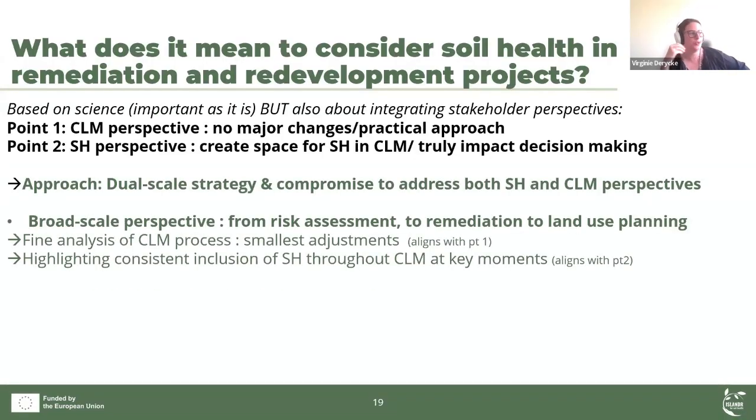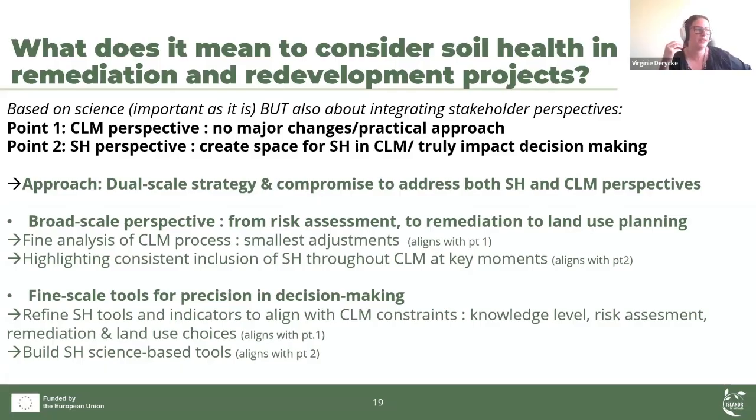So the approach we took was, of course, to see soil health as a critical factor in achieving sustainable land management, and how to do that, apart from the science that has been developed in both the soil health expertise field and contaminated land management. We looked at how we could do that so that stakeholders would easily apply it. And when I say stakeholders, I'm not thinking about site managers or researchers, but the experts that actually do the remediation on sites.